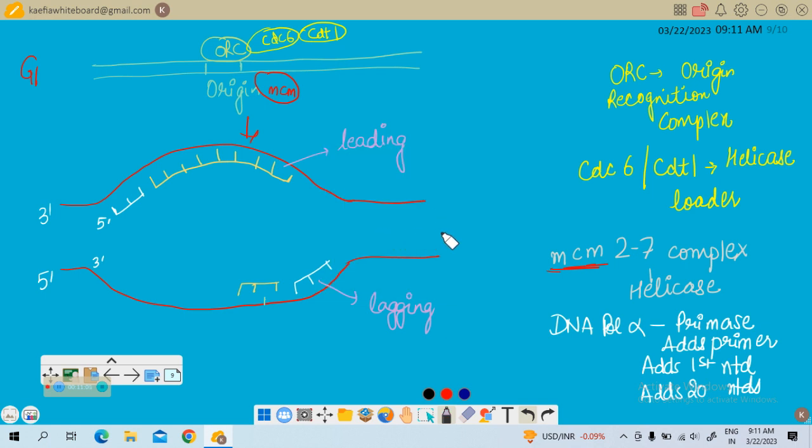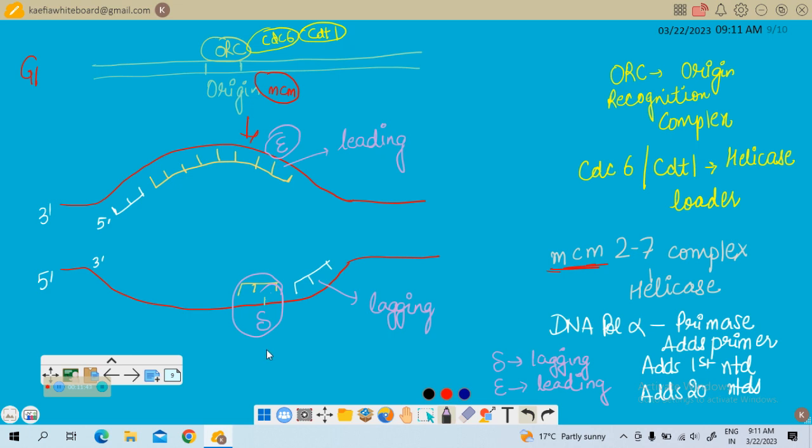Now what happens here, we have discussed DNA polymerase alpha. Now we have DNA polymerase beta, gamma, delta. DNA polymerase delta is responsible for lagging strand synthesis, and epsilon is responsible for leading strand synthesis. Since this is the leading strand, here comes the epsilon, and this is the lagging strand, so here comes the delta, DNA delta.